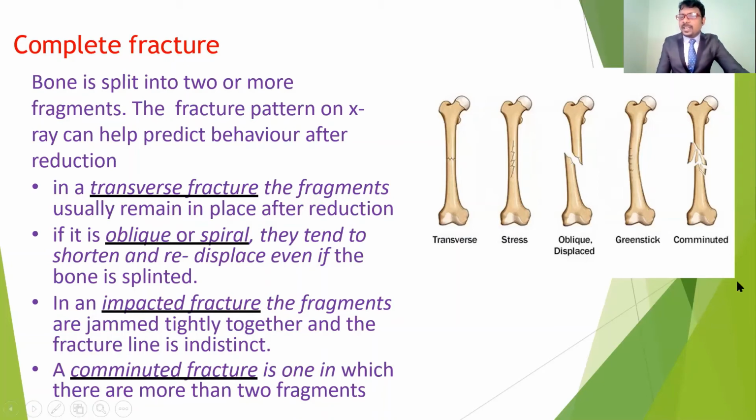Comminuted fractures means you can see more than two or three bone fragments. In the case of multiple fractures, the bone divides into more than two fragments, and multiple small pieces form. So this type of fracture is called a comminuted fracture.